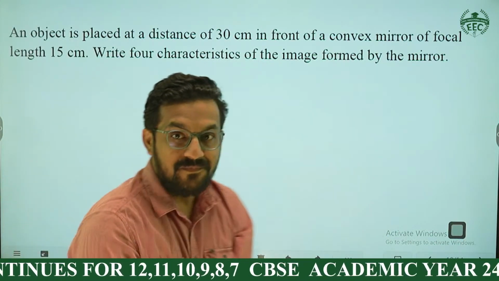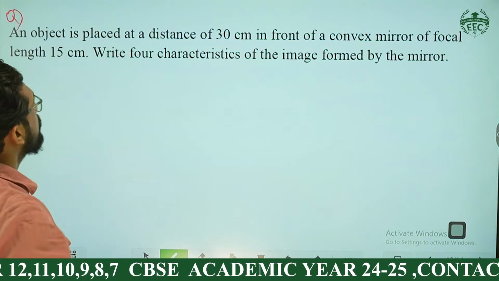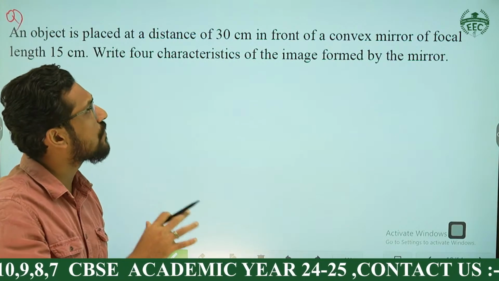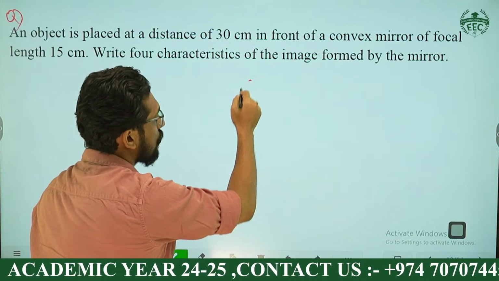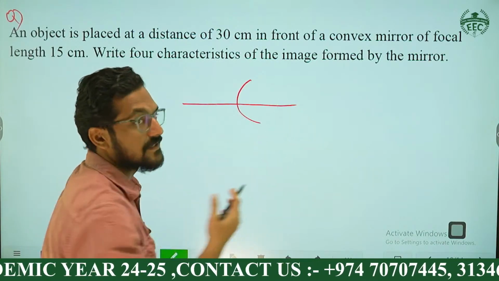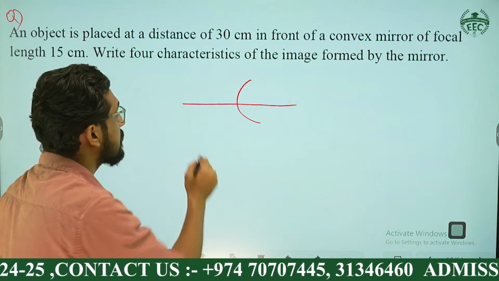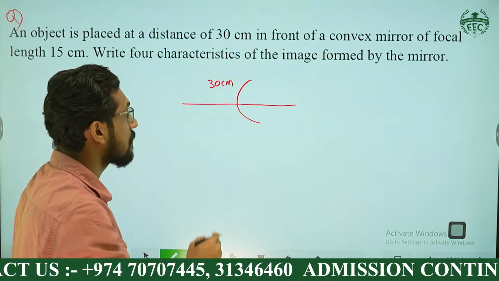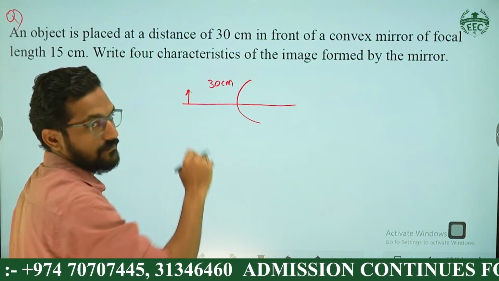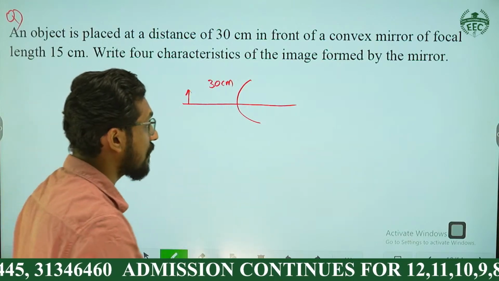Thank you, Anish sir. Let's look at the next question. What is the next question? An object is placed at a distance of 30 centimeter in front of a convex mirror. I will draw a convex mirror here. This is the convex mirror, and in front of it, at 30 centimeter, you are placing an object. Got it? And the focal length is 15 centimeter, that is given in the question.